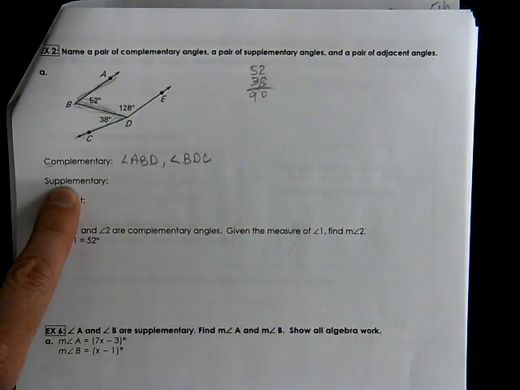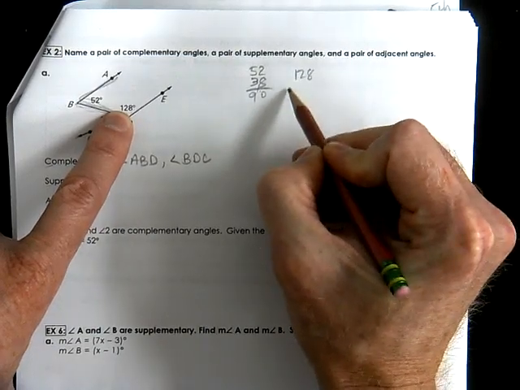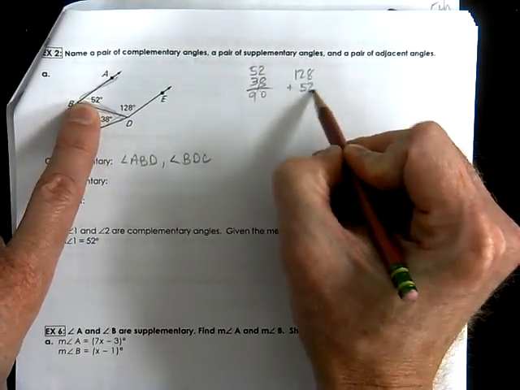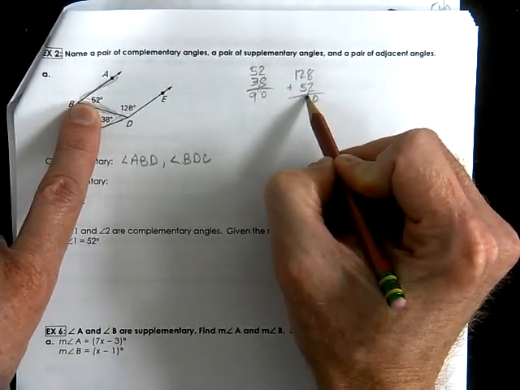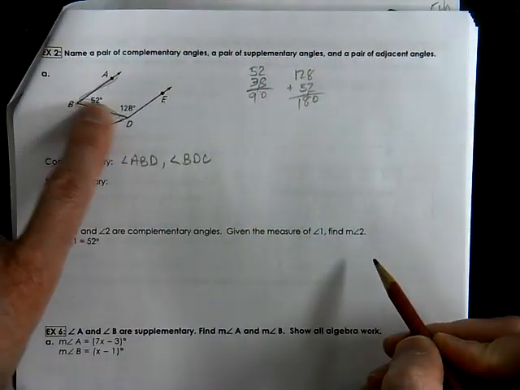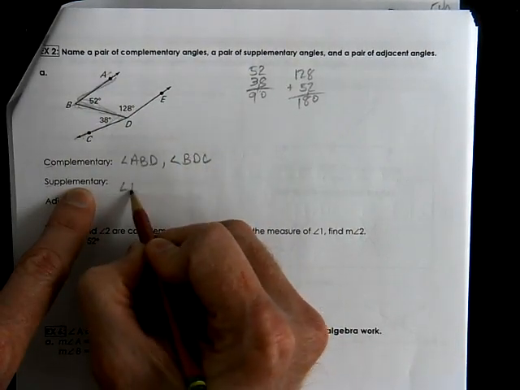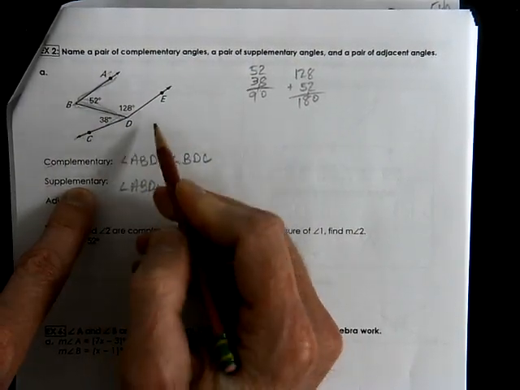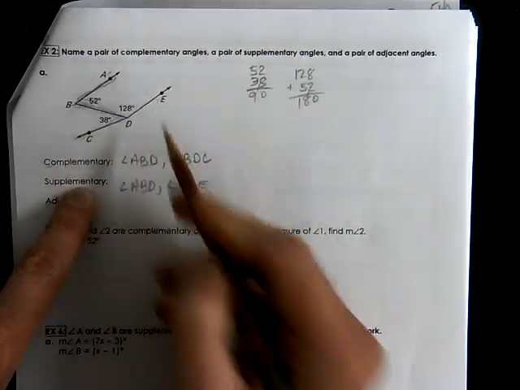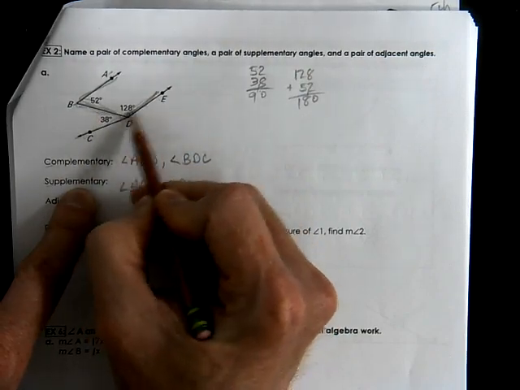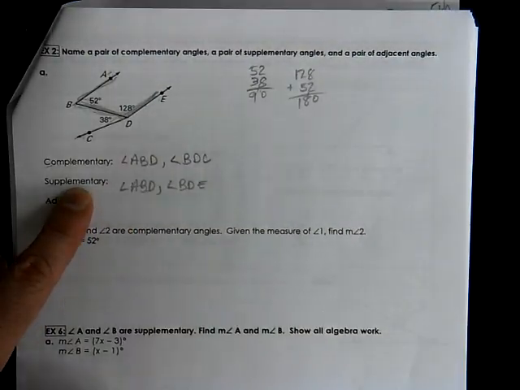Supplementary have to be two angles that add up to 180. I know that the 128 and the 52 add up to 180. So these two add up to 180. Angle ABD, angle BDE, those two angles add up to 180 degrees total.